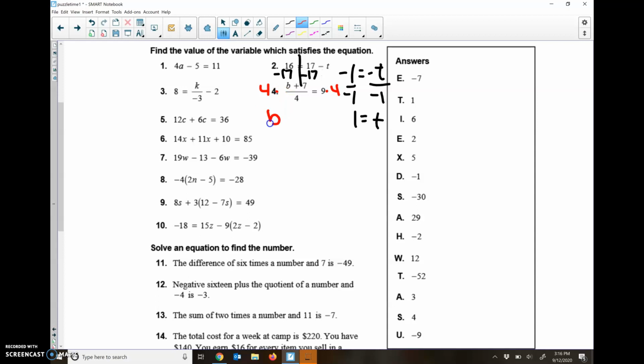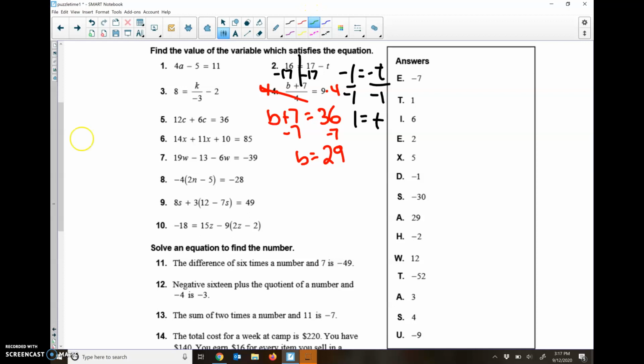So I end up with b plus 7. Those cancel out. 9 times 4 is 36. And then it's a plus 7, so I'm going to subtract 7. So 36 minus 7 is 29.